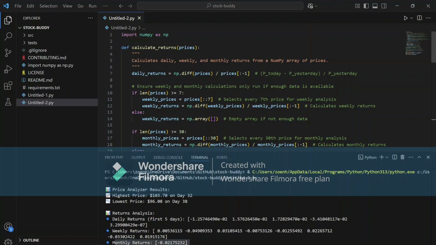So diving into this code, we're first going to have import numpy as np. This is a Python library that helps with math and data. Like we said in the last question, we import it so that we can work with numbers more efficiently. So diving into step 2, we're going to define our calculate returns of prices. We create a function called calculate returns. It takes the list of prices and it will calculate daily, weekly, and monthly returns.